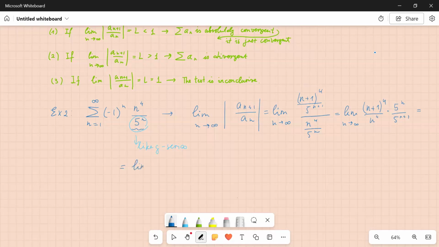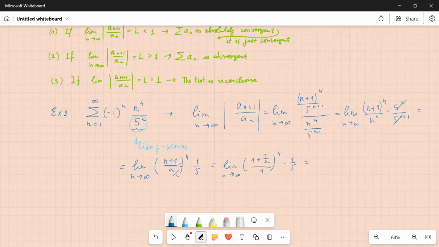Because the power of 4 is the same here and here, I'm going to put it in one parenthesis: (n plus 1 over n) to the power of 4. The 5 to the power of n is going to cancel, and I'm just going to have 1 over 5 here, as n goes to infinity. Now I'm going to divide numerator and denominator by n in my fraction. I'm going to get 1 over n, and here 1 to the power of 4, as n goes to infinity, multiplied by 1 over 5.